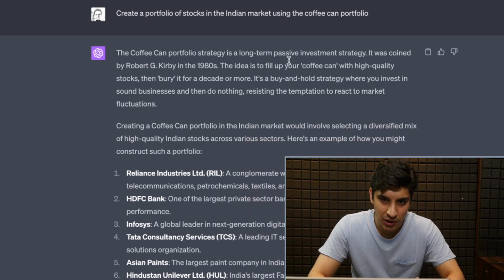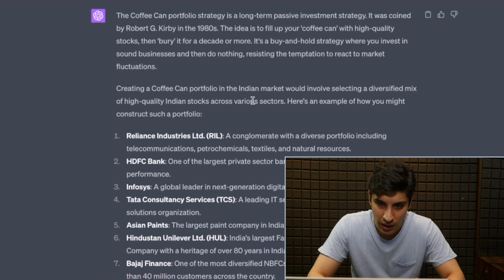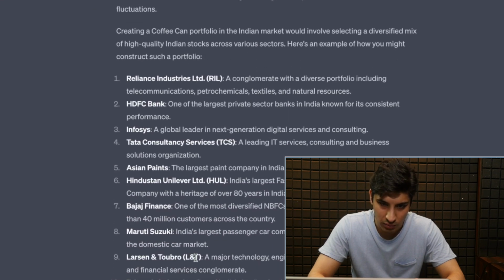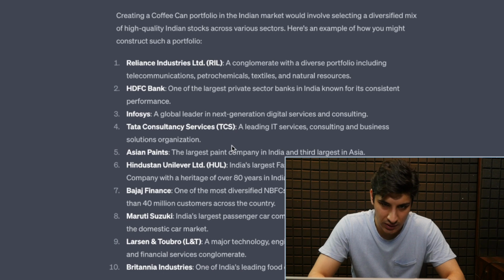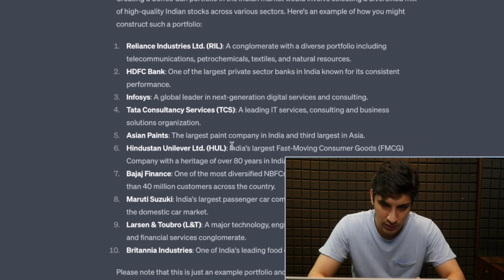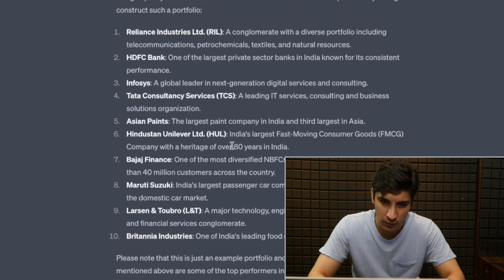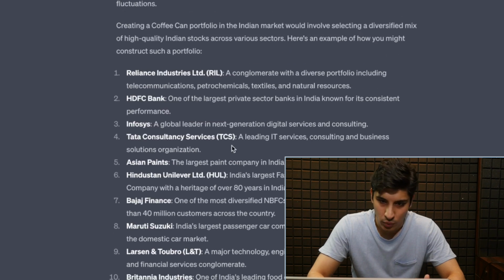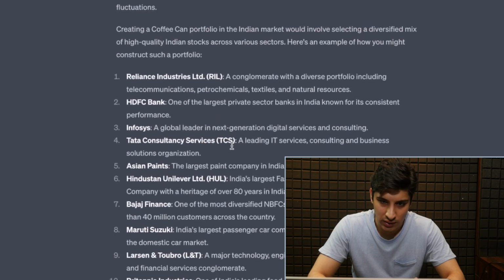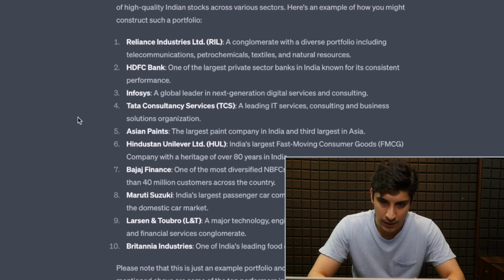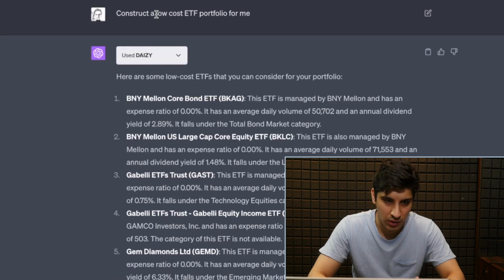So I asked ChatGPT to create a portfolio of stocks in the Indian market using the coffee can portfolio. So out here it tells you what the coffee can portfolio is. It's a very popular buy and hold strategy. So these are some of the stocks in India. There's Reliance Industries, HDFC Bank, Infosys. Okay, so these are classic blue chip stocks, right? I don't see anything out of the blue here, but even though it's not out of the blue, we can definitely use it to invest in some of these stocks and create a portfolio. Let's see how else we can use this.